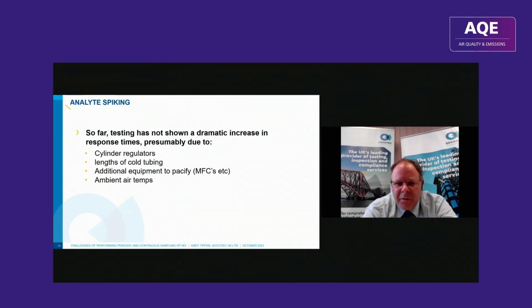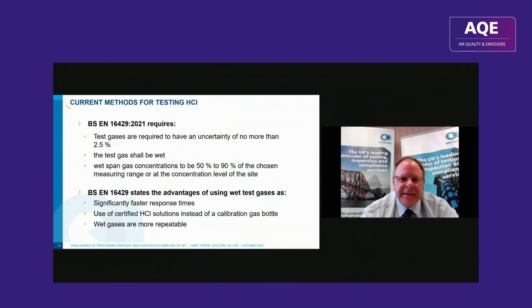So although the analyte spike does seem to improve the response for the gas being carried from the probe tip to the analyzer, you still have the issues of getting the gas from the cylinder to the probe tip, and in this case, through additional mass flow controllers as well. So analyte spiking doesn't seem to be the solution. It's a little bit better, it's slightly faster, it's a slightly more reliable result, but it doesn't seem to be the final solution.